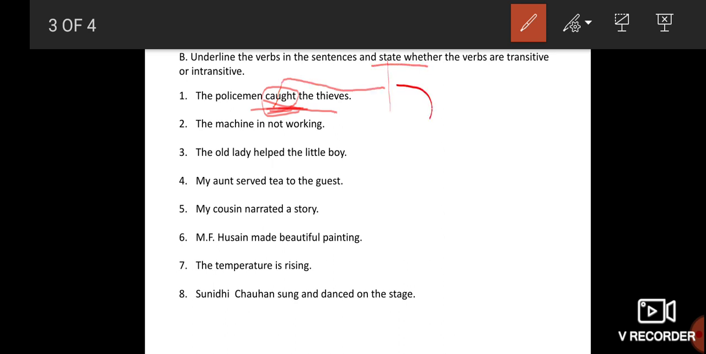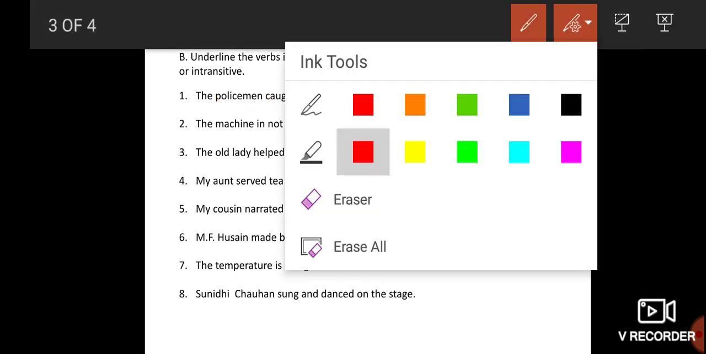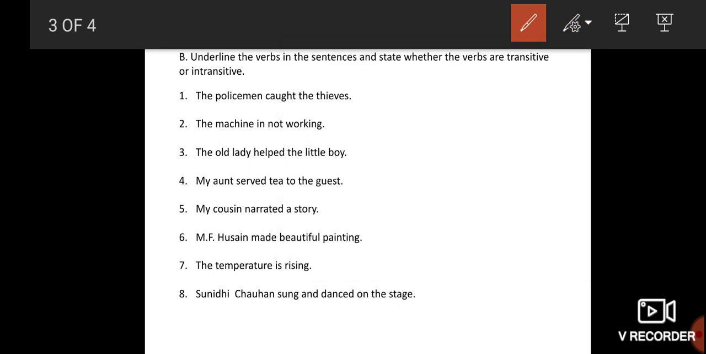This is a transitive verb. I will write down here T for transitive, IN for intransitive. So again see, the policeman caught the thieves. Caught, you have to underline and put T. This is a transitive verb.